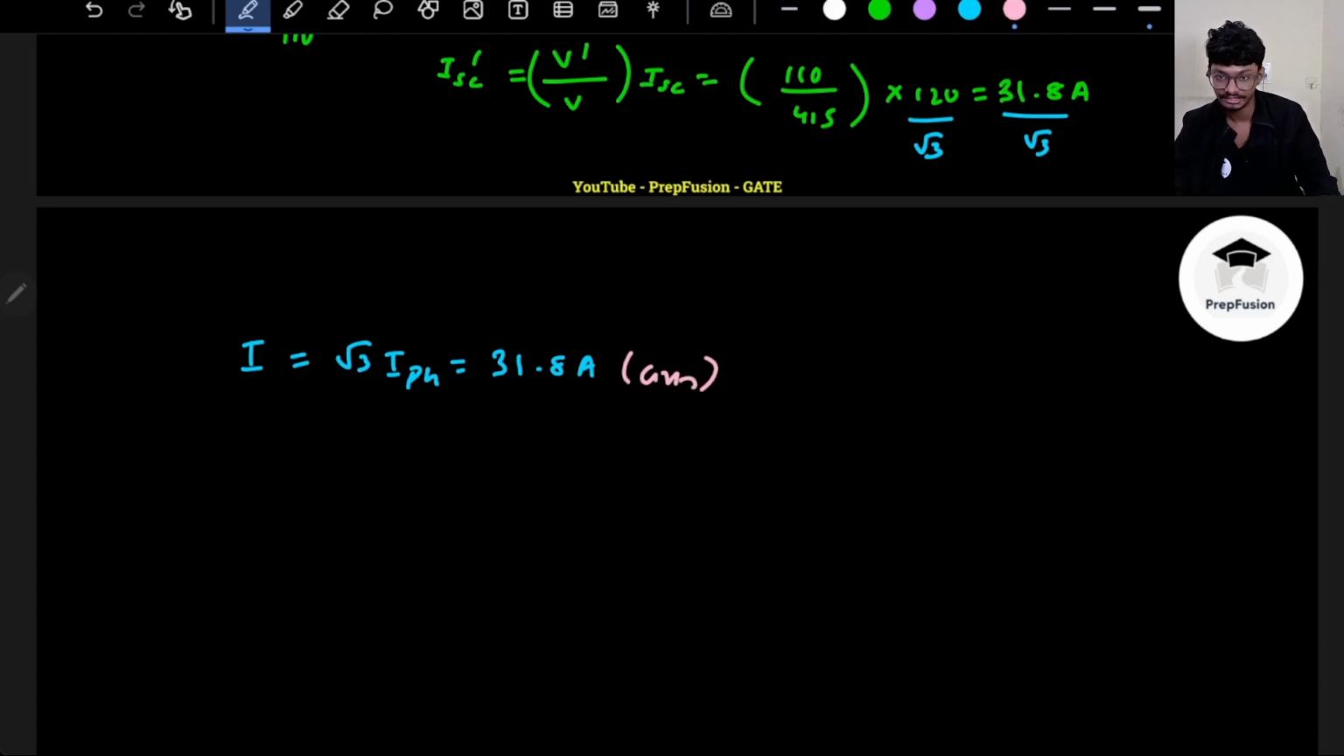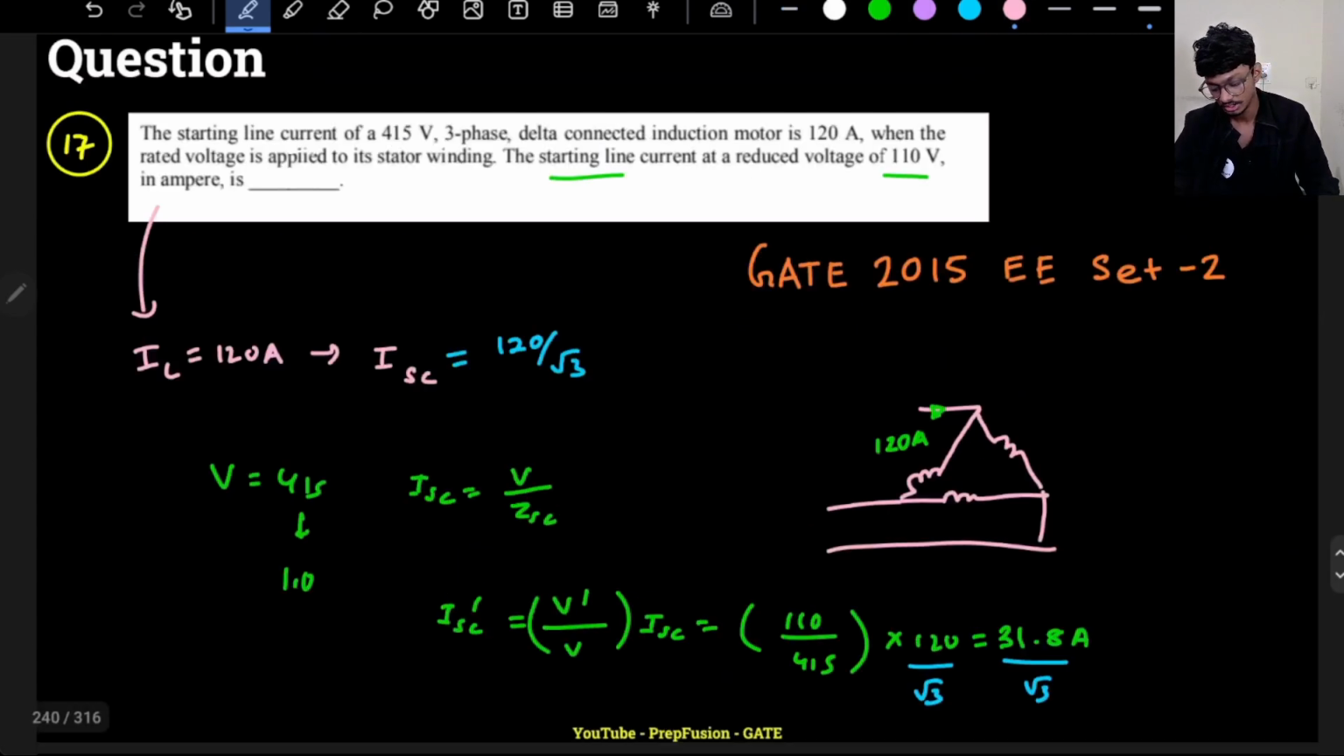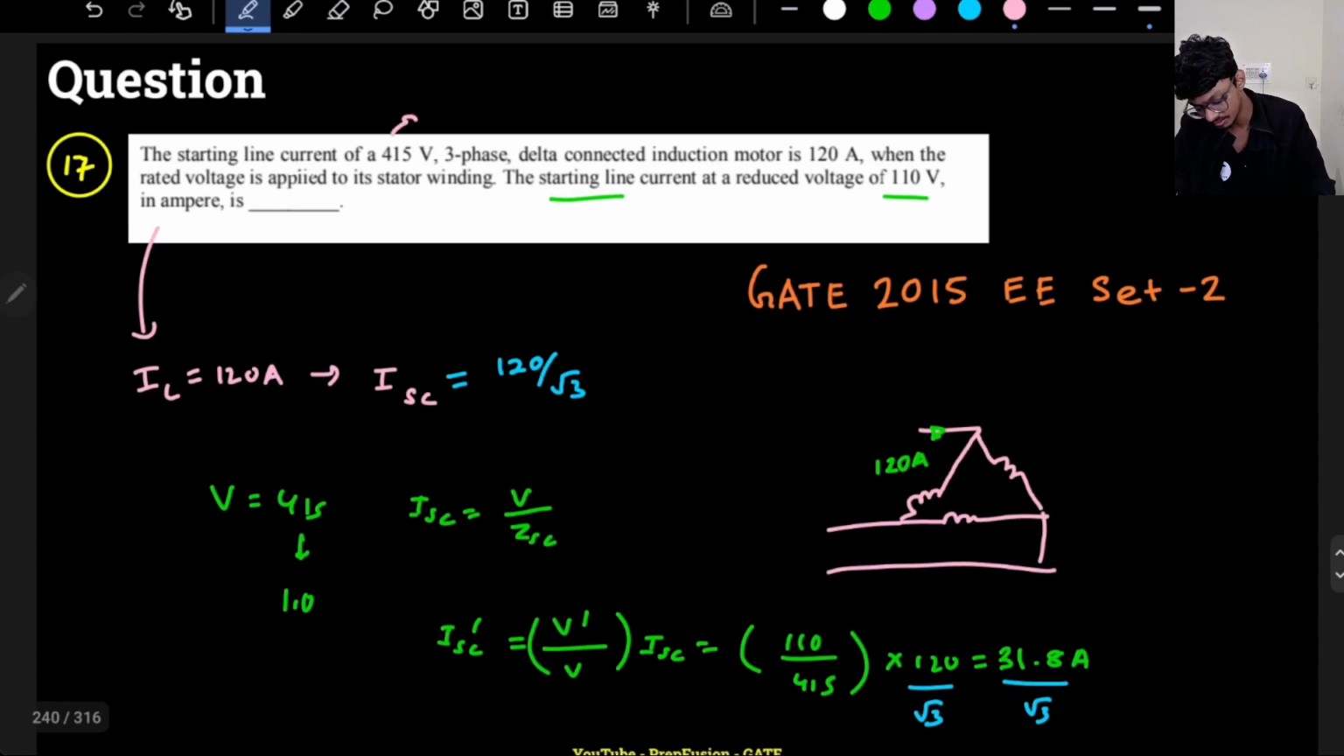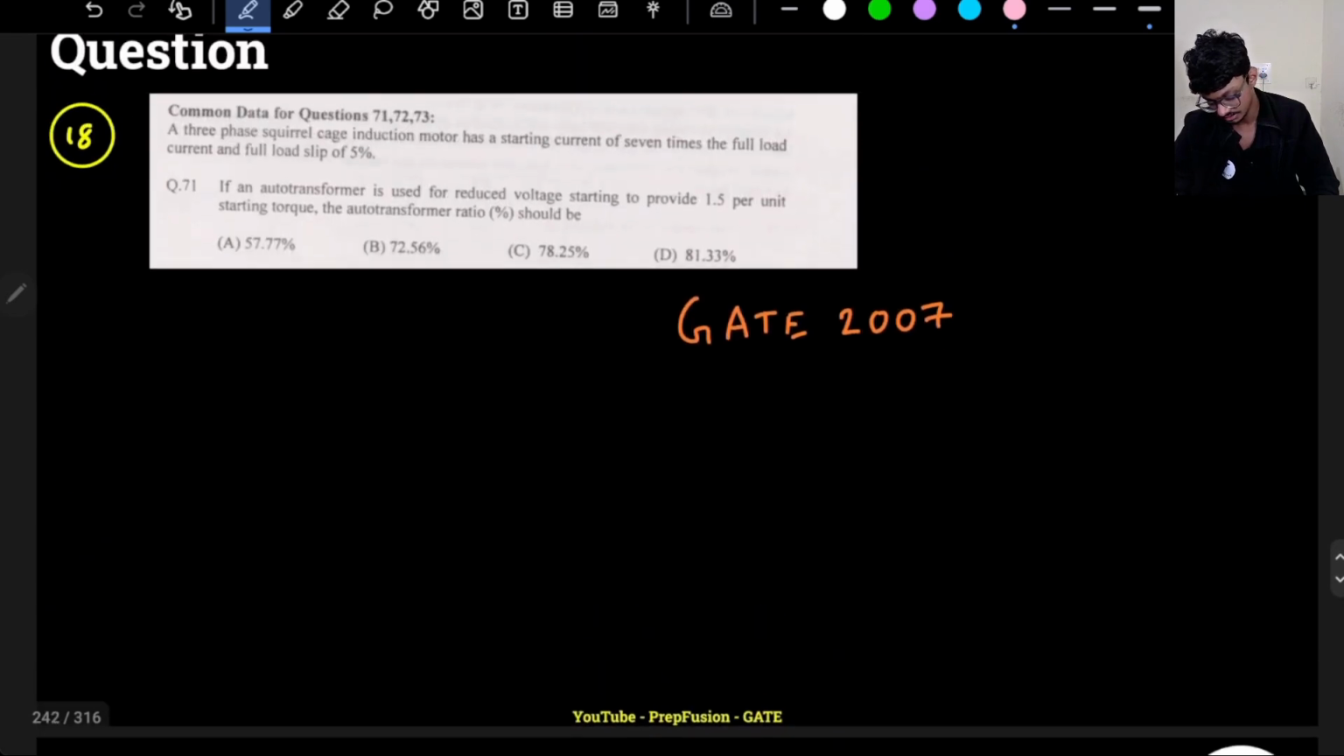In this question they have not mentioned what kind of starter they have used. If nothing is mentioned, we'll assume that we are using a direct online starter. Very simple, no analysis needed. Okay, now let's solve the next one.